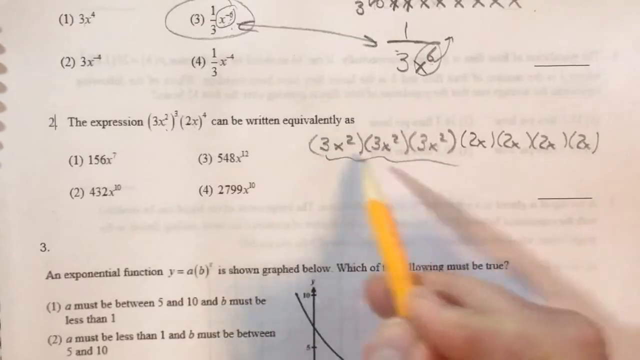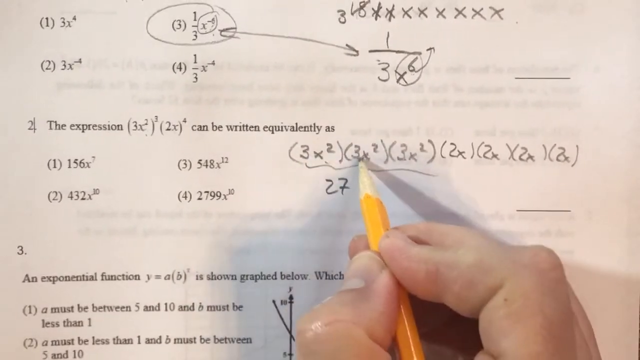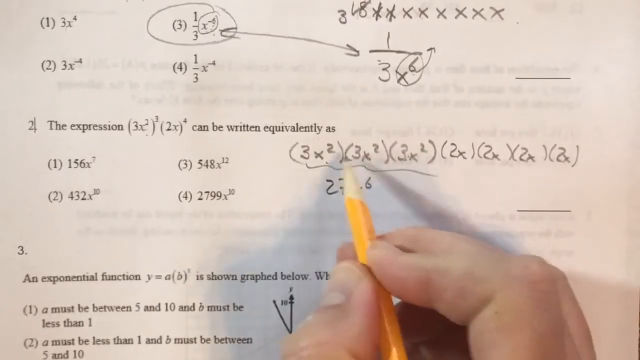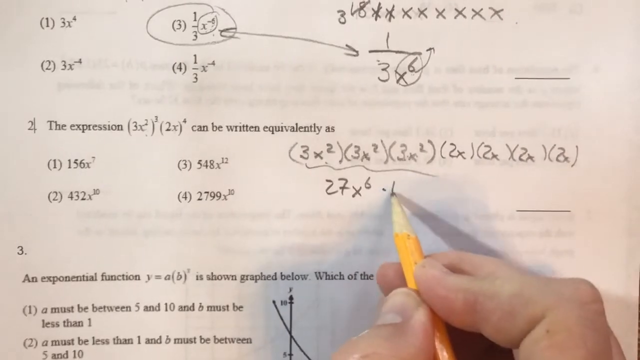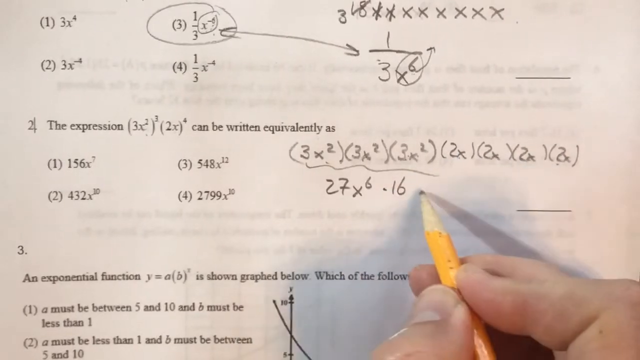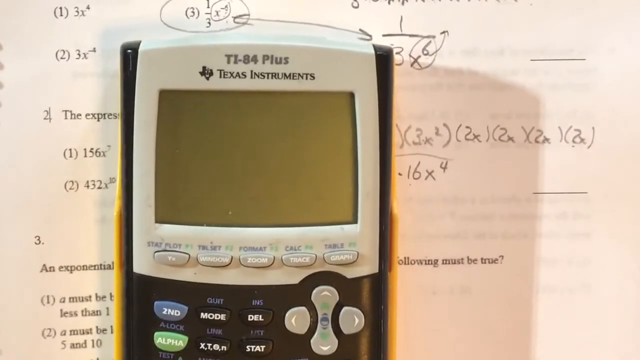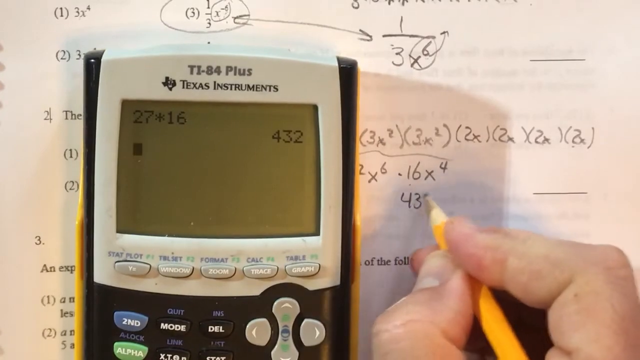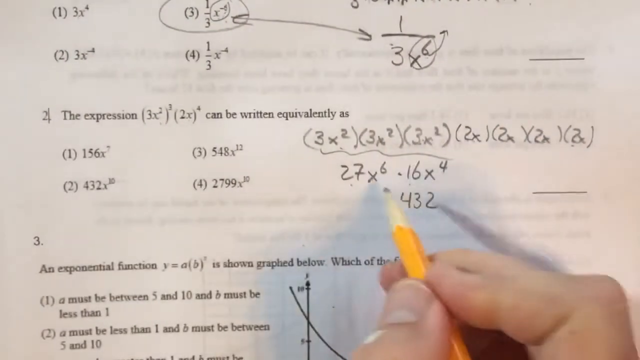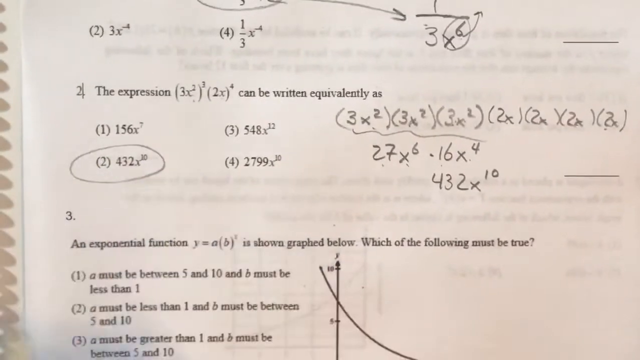All right, so 3 times 3 times 3, 27. You can use your calculator. x squared, x squared, x squared, that's 6 of them. You're adding those up. Same thing here, 2 times 2 times 2 times 2, that is 16. X, I got 4 x's. 27 times 16. You could get a basic calculator to do this. Clear all this out. 27 times 16 is 432, and then how many x's do I have? 6 there, 4 there, I've got 10 altogether. So I'm looking for this answer, choice 2.